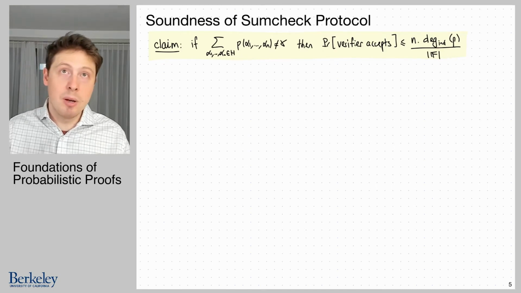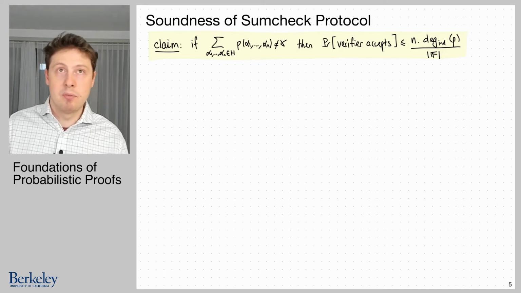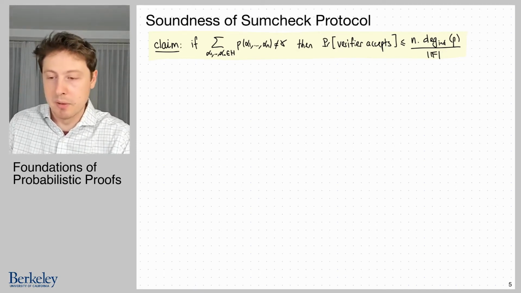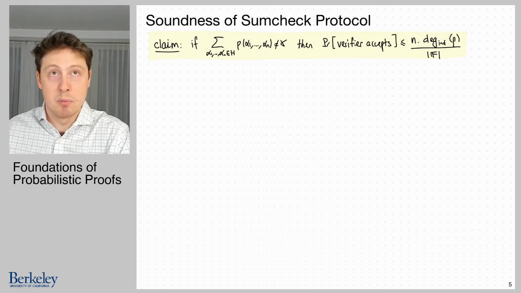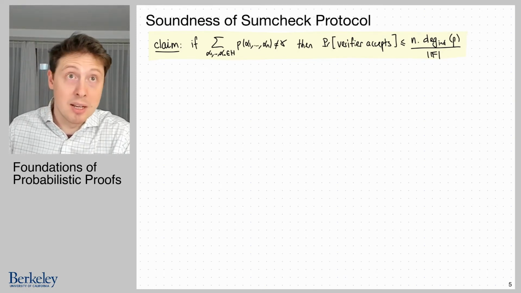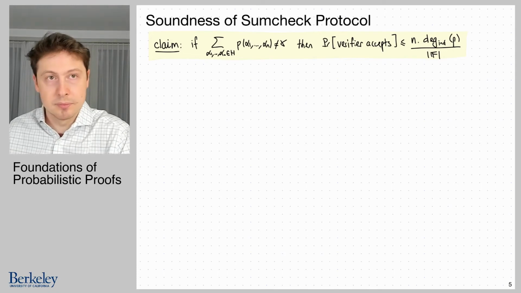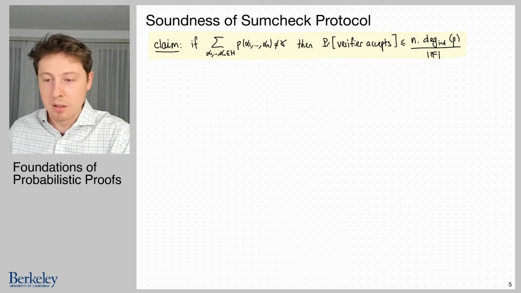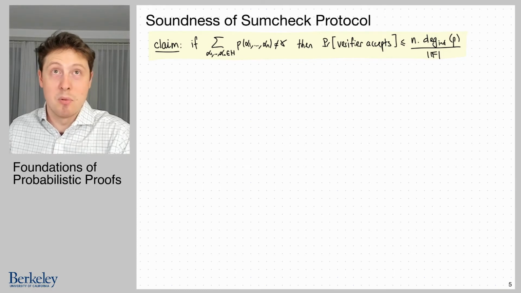Okay? And as long as you make the field size large enough, I don't know, n squared or n to the 10 or something reasonable, this is going to be pretty small. In particular, less than half. Is the intuition for this that you're doing n different Schwartz-Zippel tests and each test has probability degree of p divided by the field size? That is the intuition, and that's what we're going to talk about now.